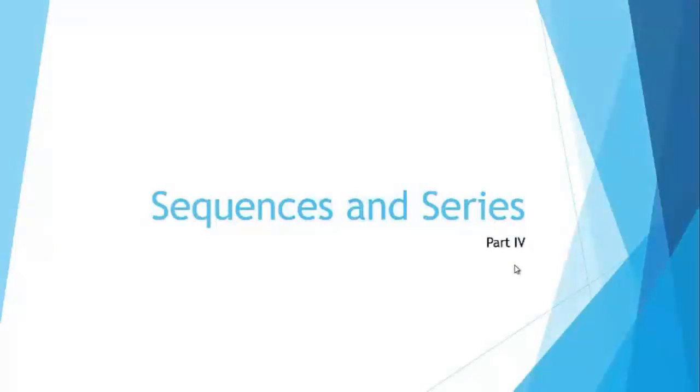Hello everyone, welcome to this part of the tutorial about sequences and series. In our previous part we discussed geometric progressions, where we found the formula for the nth term of a geometric progression, which is an equals a1 times r to the power n take away 1, and the formula for the sum of the first n terms, which is Sn equals a1 bracket 1 take away r to the power n over 1 take away r, where a1 is the first term and r is the common ratio, provided that r is not equal to 1.